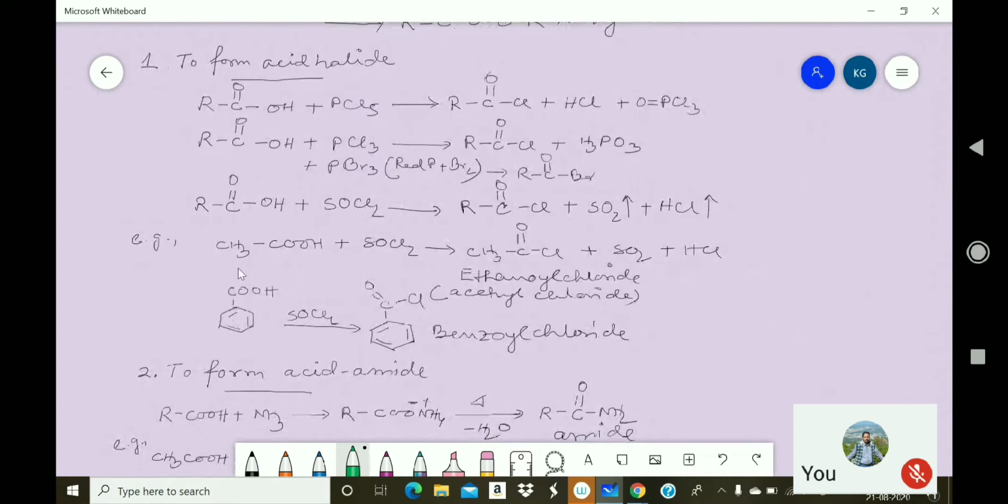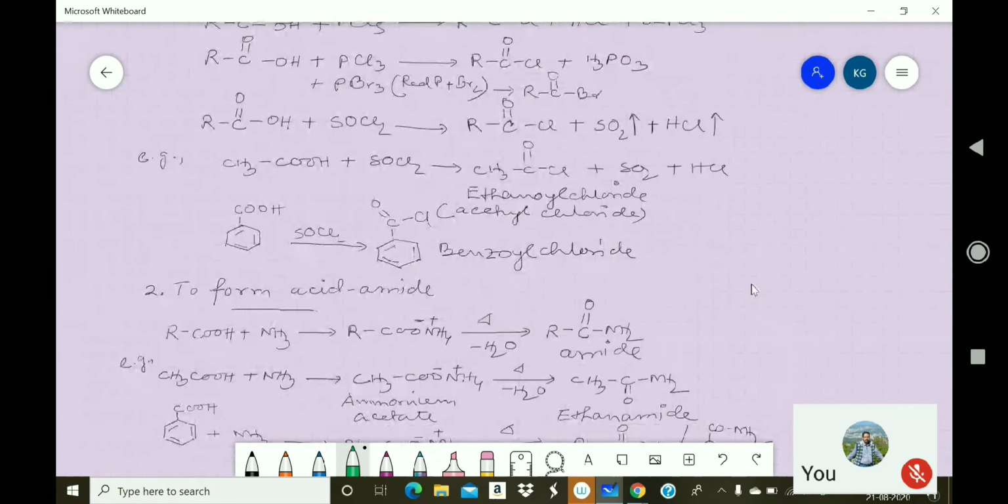Hence, as an example, ethanoic acid treated with thionyl chloride gives rise to ethanoyl chloride, commonly named acetyl chloride. And from benzoic acid we can get benzoyl chloride when treated with thionyl chloride. So in this way acid halide can be prepared.